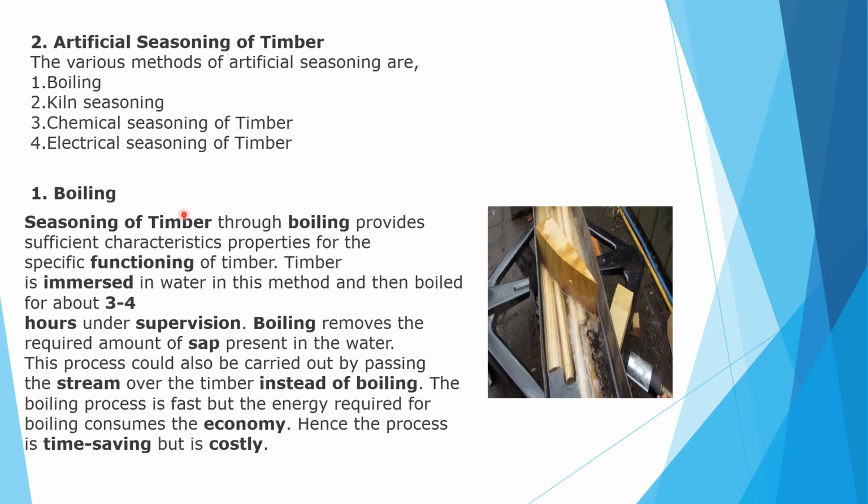Next, what is artificial seasoning? The various methods of artificial seasoning are boiling, kiln seasoning, chemical seasoning of timber, and electrical seasoning of timber.